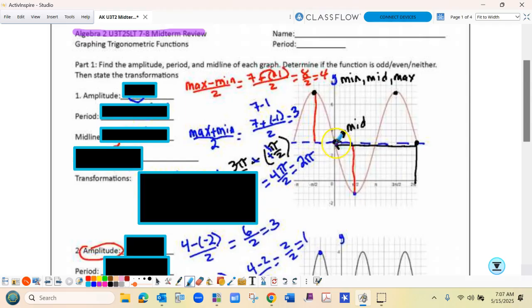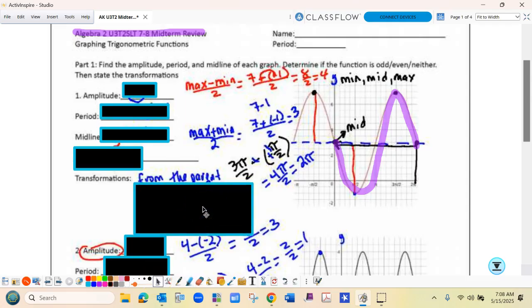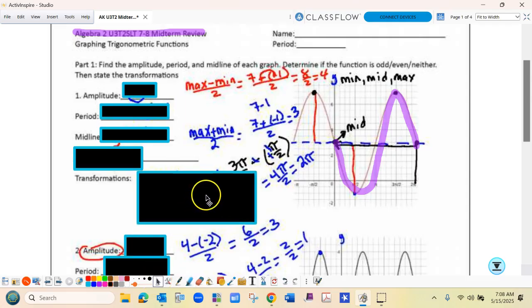When I look at this graph, I can see that it's starting at the midline and it goes down to the min rather than up to the max. It has that S shape, so I know it's a negative sign. So I automatically put that into my memory box that since I'm going down rather than up to the max, this is going to be a negative sign. So one of my transformations is going to be that it is reflected. It's reflected from the parent.